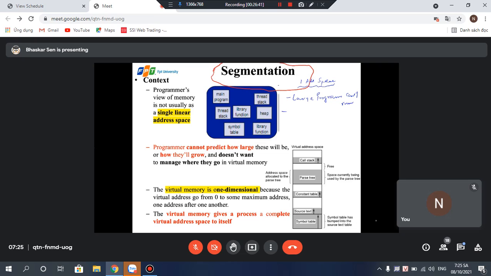Number two, there was one single linear address space. Even if the program gets an address space, then it must be in a contiguous position. Contiguous allocation on RAM. We are not talking about the virtualization here.